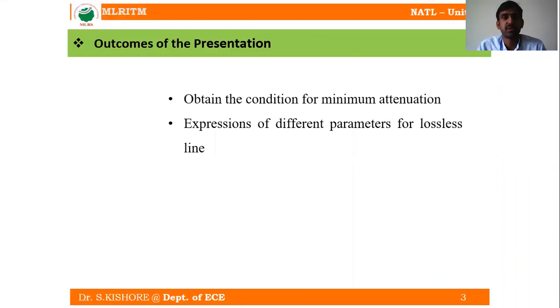So these are the outcomes of our presentation. By the end of this lecture, you will be able to obtain the condition for minimum attenuation, and able to obtain the expressions for different parameters for the lossless line.